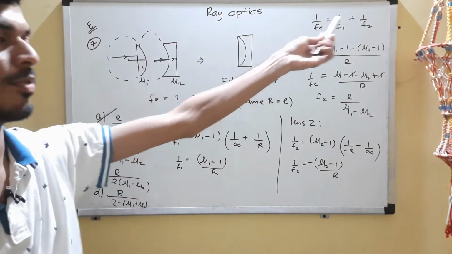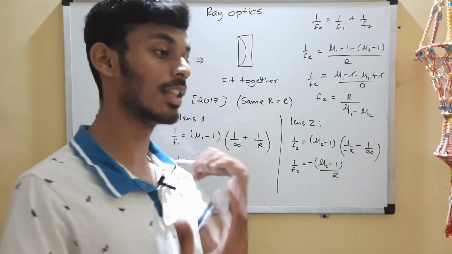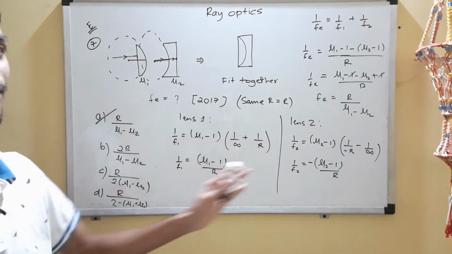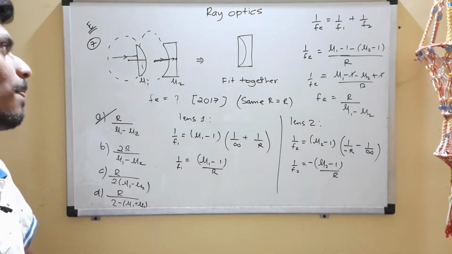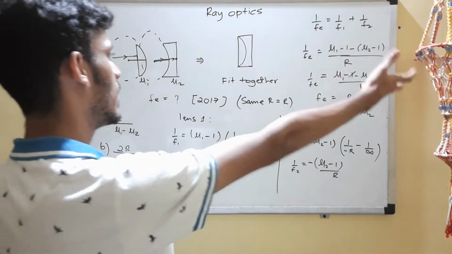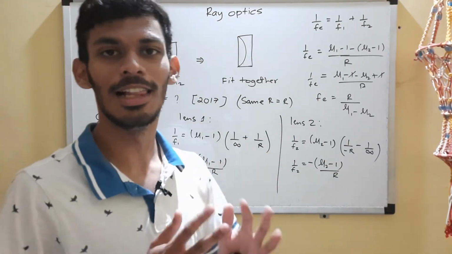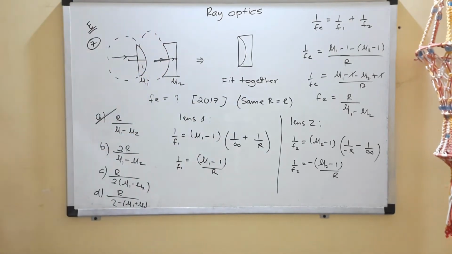This is the formula for the combination. To find the equivalent focal length, we found the focal length of lens 1 and lens 2 using the lens maker formula, right? And then substituted this over there and simplified and got our answer. That is the simple way of doing it. Let's get to the next question now.